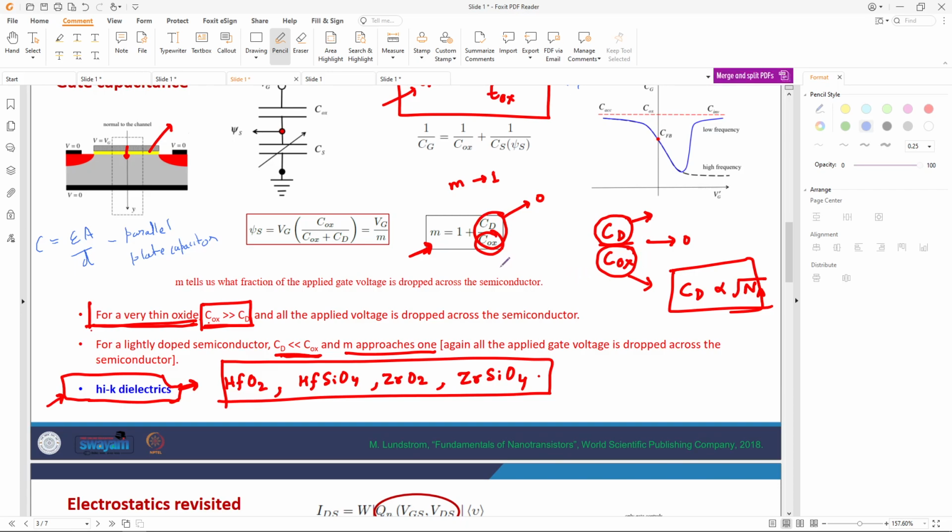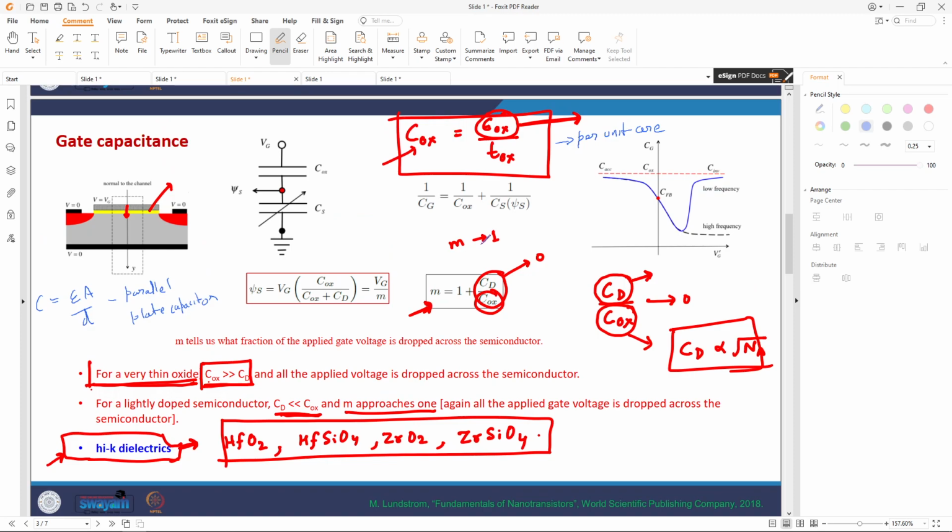Ideally speaking, I will want psi s to be as close to Vg as possible, correct? I don't want to lose too much voltage in the oxide layer, because that implies energy is unnecessarily getting dissipated outside of my device. I want all the impact of Vg to go directly into the channel. Therefore, I want M to be as close to 1 as possible. So how do we achieve that? We can achieve that by increasing the value of Cox.